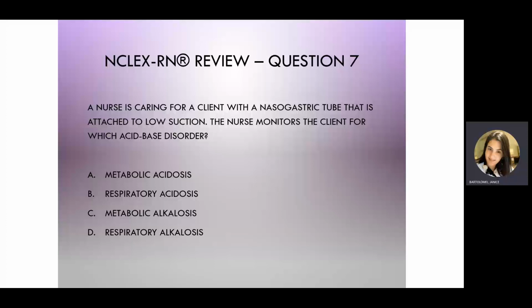Well, because we have very acidic gastric juices and we're being suctioned by an NG tube, then we know it's not going to be a respiratory issue. We can eliminate those two. So then we're losing acid. So therefore, you're going to be in an alkaline state. So this is a metabolic alkalosis state. Okay, alkalosis.